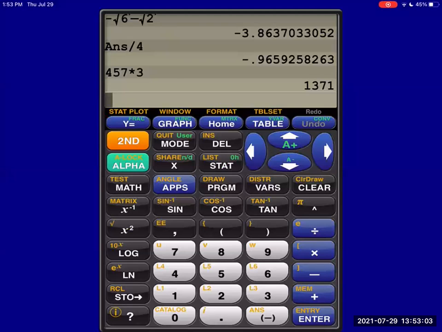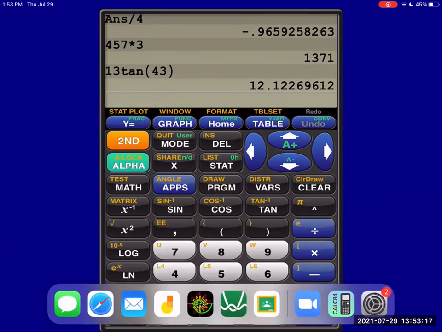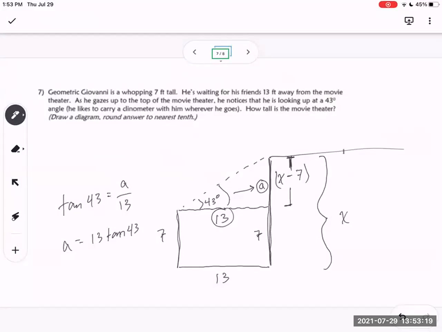Oh, there's my calculator. I was clicking on the wrong calculator. 13 tan 43 equals 12.12. What do they tell us to round it to? 10th, 12.1. So this is 12.1 right here. So add 7 to that, and that gives you the total height of that movie theater.